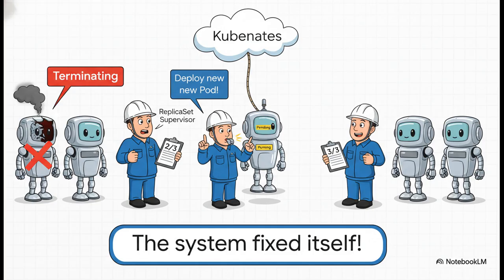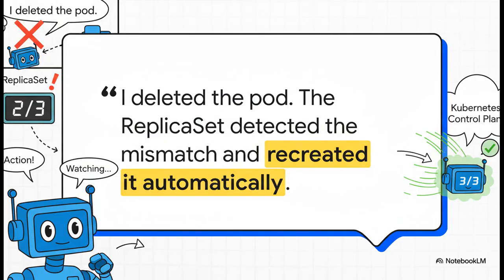The ReplicaSet saw that there were only 2 pods, but the desired state was 3, so it immediately fixed the problem. No one had to wake up at 3 a.m. The system just healed itself. That's incredible. So, let's be super clear about what just happened.